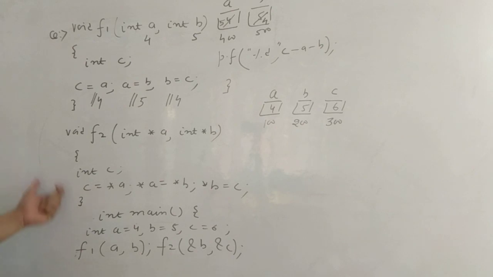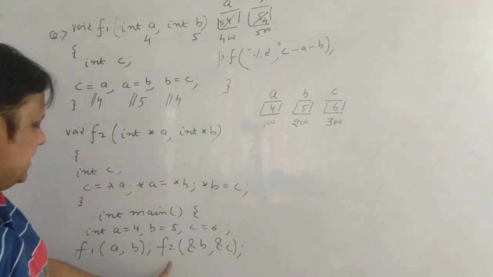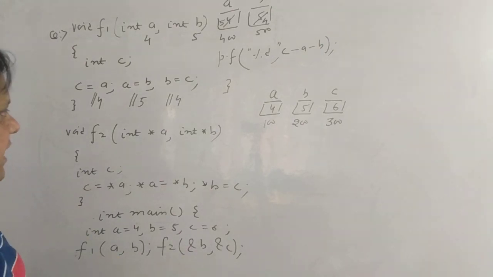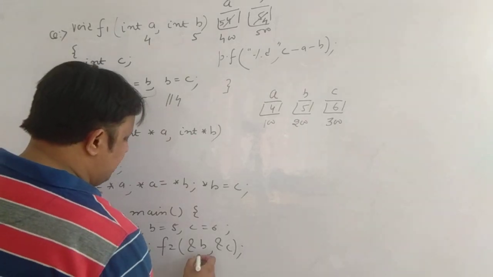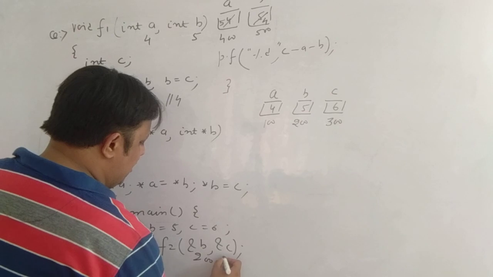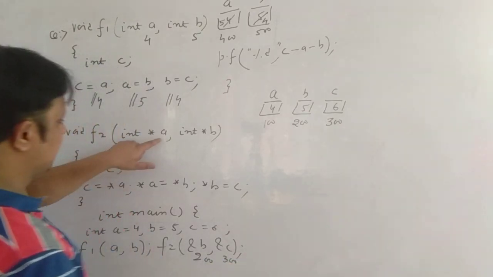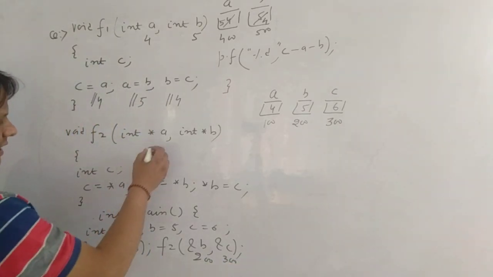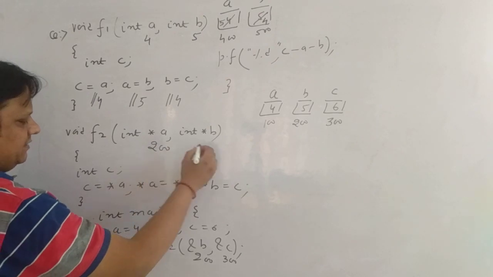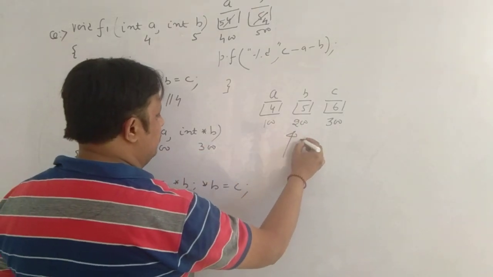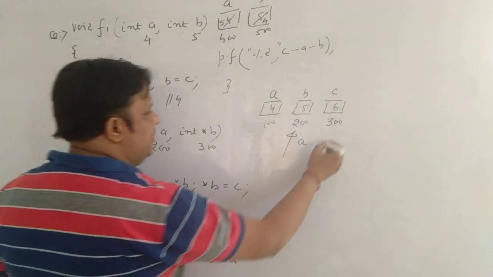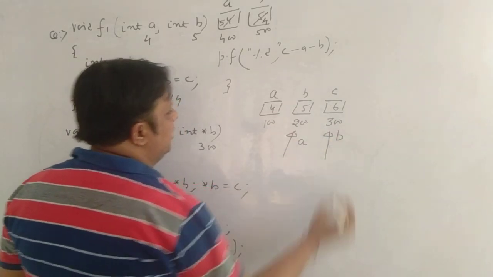Now again, when control goes back to the main, now I am passing address of B comma address of C. And you need a pointer to store these variables. So what I am passing is 200 comma 300. That gets stored in these pointers A and B. This is 200 and this is 300. It means your A is pointing to 200, right? And your B is pointing to 300.